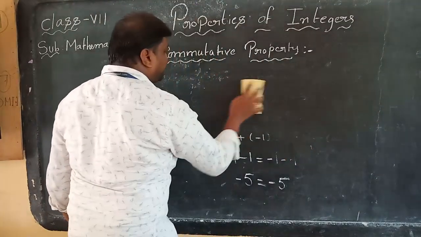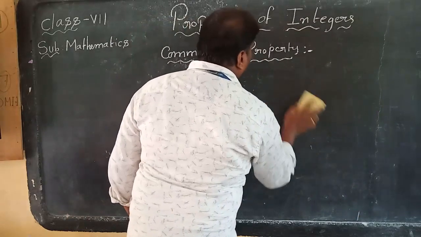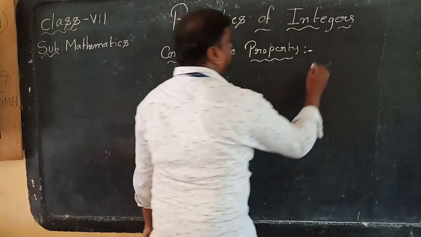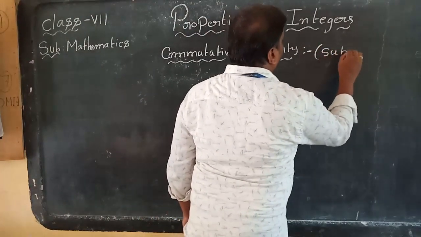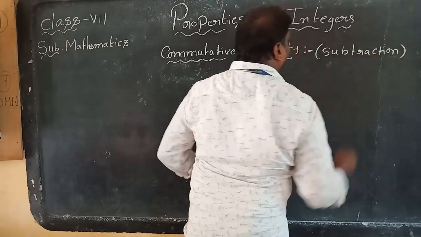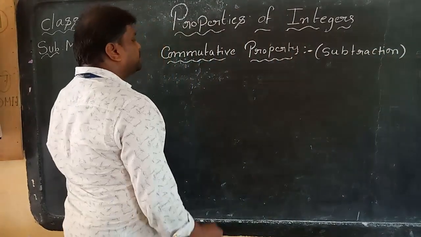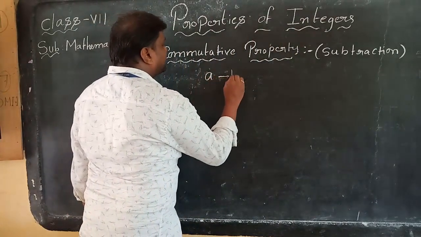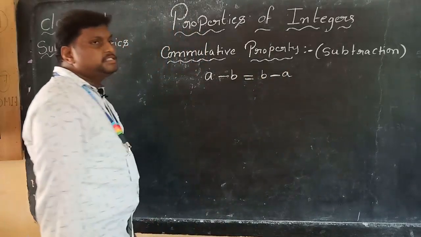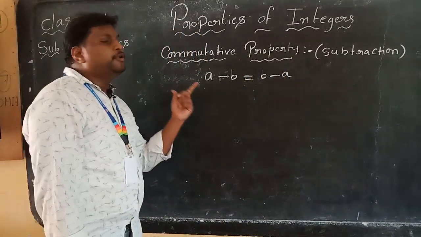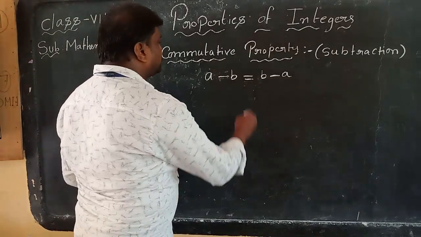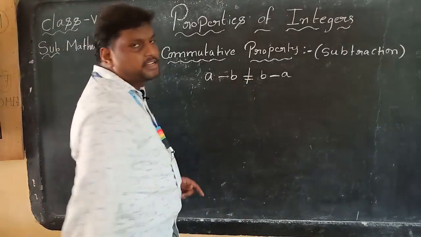For integers, this property is applicable under addition. Next, we will check under subtraction. Under subtraction, the general form means a minus b is equal to b minus a. The commutative property under subtraction is not applicable to integers. Why? Because a minus b is not equal to b minus a.